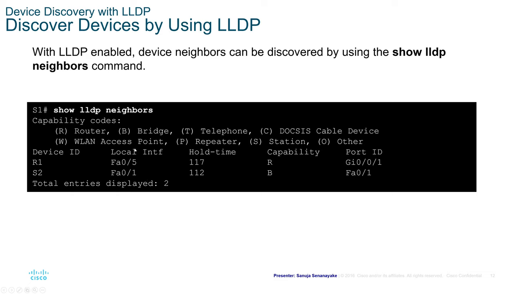So this is the local port. And on here, we can see the port in which those devices are connecting to this switch. So switch 2 is using its FA01 to connect to switch 1's FA01, while R1 is using its G001 port to connect to switch 1's FA05. So the same information, a similar table to what we had with the CDP neighbors, we see here on the LLDP neighbors, because it is a similar protocol. One happened to be proprietary, the other one happened to be open to everybody.